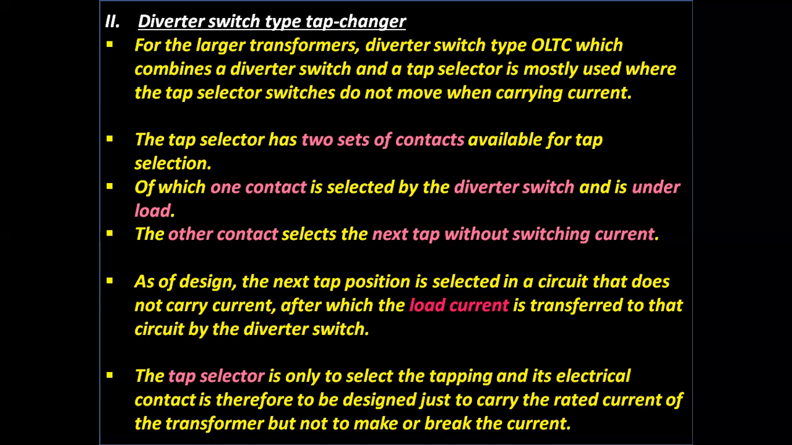By design, the next tap position is selected in a circuit that does not carry current, after which the load current is transferred to that circuit by the diverter switch. The tap selector is only to select the tapping, and its electrical contact is therefore designed just to carry the rated current of the transformer, but not to make or break the current.